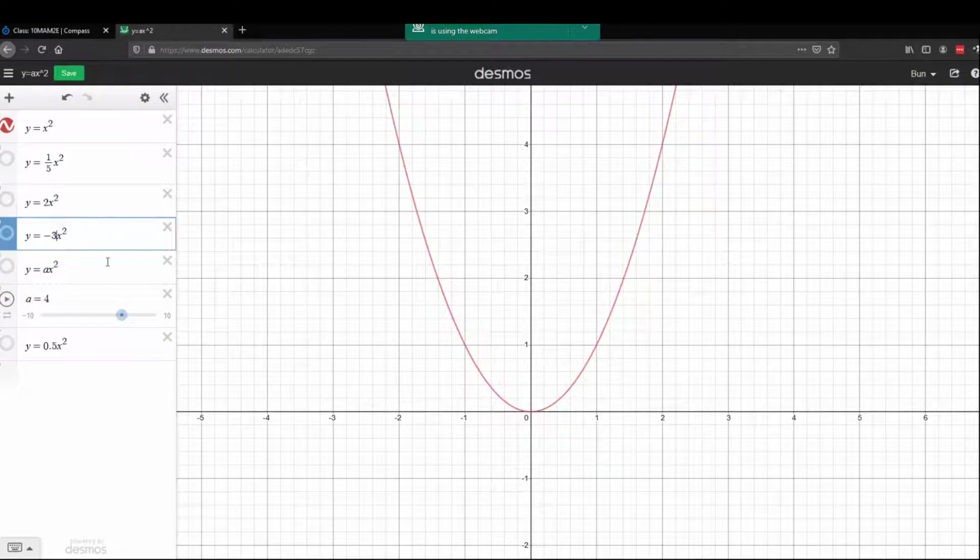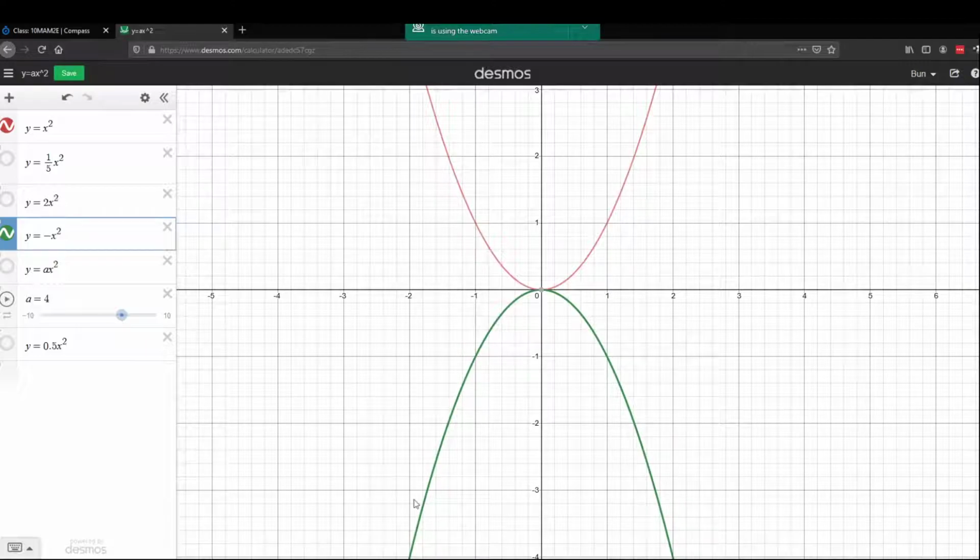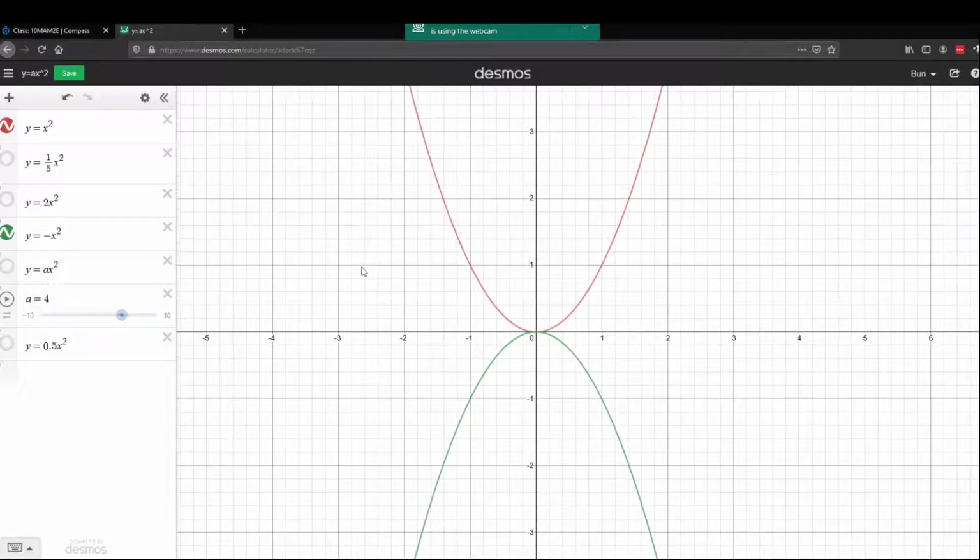Let's start off with just negative x squared. So let's plot that. When I plot y equals negative x squared, we get a reflection of y equals x squared, so it becomes upside down.